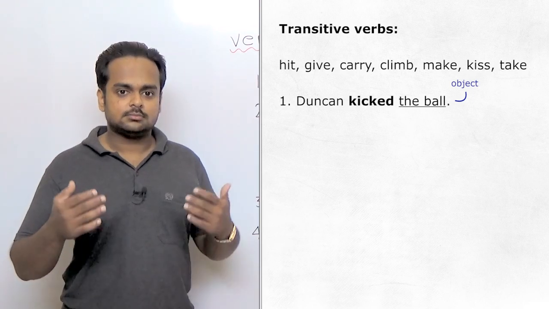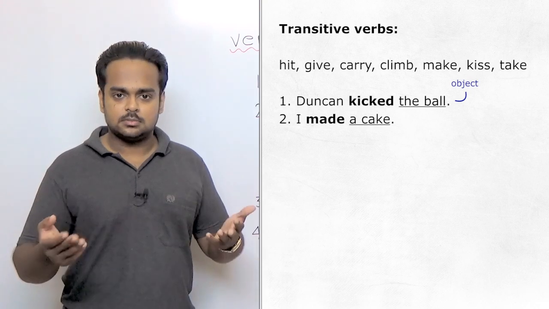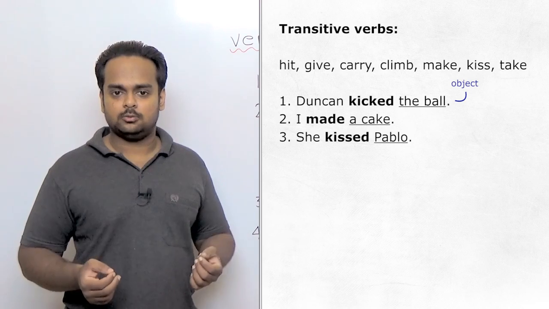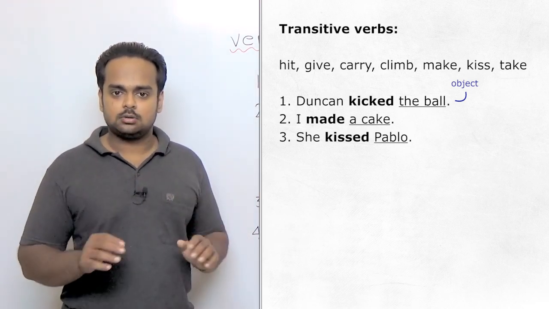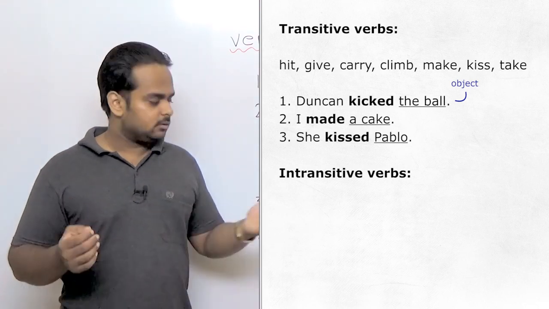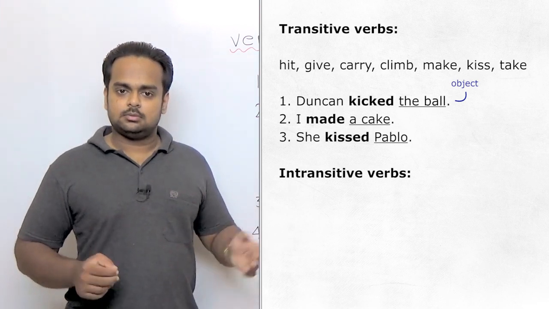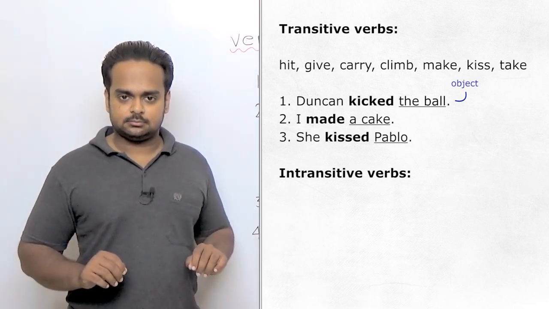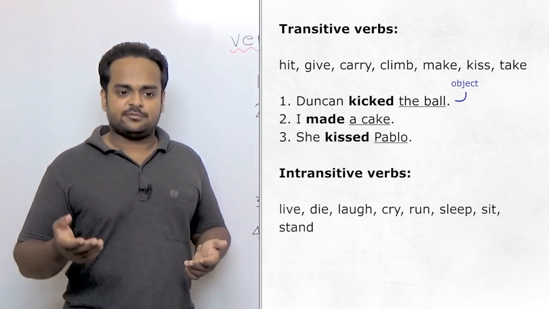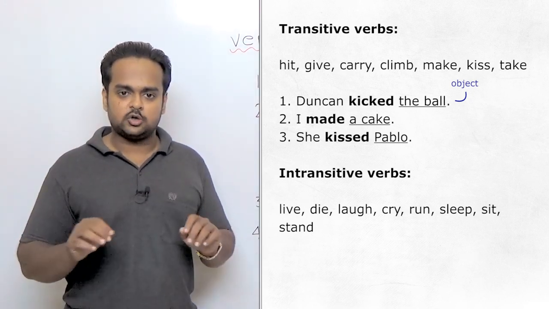Duncan kicked what? The ball. I made a cake. I made what? A cake. She kissed Pablo. She kissed who? Pablo. So that's how you know that these are all transitive verbs. What about intransitive verbs then? Can you tell me what it means to be an intransitive verb? Well, that's a verb that does not take an object. For example, verbs like live, die, laugh, cry, run, sleep, sit, stand. These are all intransitive verbs.